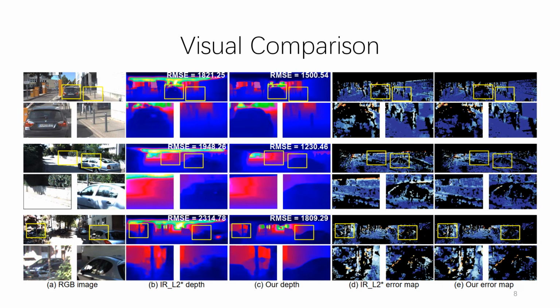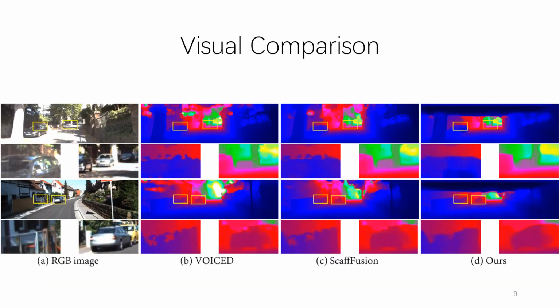Here is a visual comparison. Our model has better performance in some important but challenging regions, such as the car boundary, trees, and poles. This can also be reflected by error maps, where bright colors correspond to larger errors. Here is a visual comparison with two other state-of-the-art methods with RGB input. Our model can still achieve comparable performance even without the image as input.